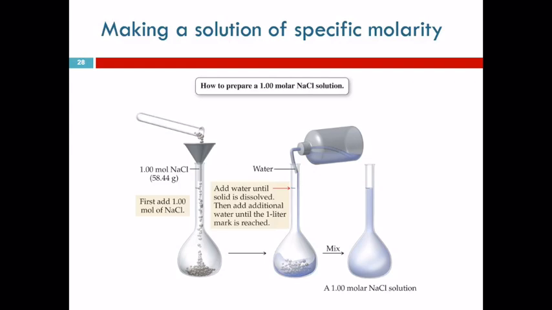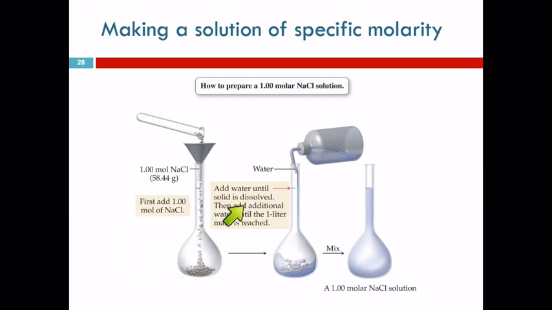Here we have an illustration showing how you would make a 1 molar NaCl solution. So you would take 1 mole of sodium chloride. Of course, you can't weigh out a mole because the balance doesn't read in moles, it reads in grams. So you have to use the molar mass and figure out the mass. So you weigh out 58.44 grams of your solute and you put it into a flask.